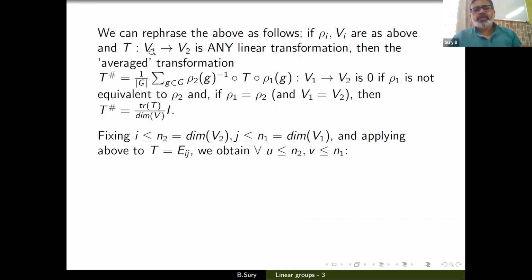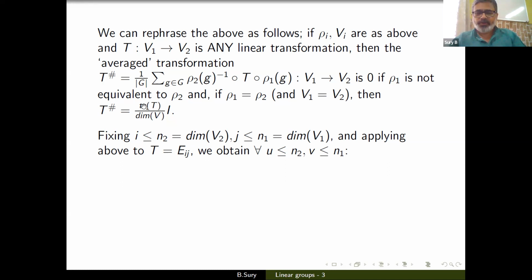The obvious things, the elementary matrices, that is, Eij. So that means Eij is a matrix. What is the size of this matrix? It's from V1 to V2, the dimension of V2 is n2, this is n1. So if you represent T as a matrix, it's an n2 cross n1 matrix. So I'm looking at the n2 cross n1 matrix Eij, where only the ijth entry is non-zero, equal to 1. I'm looking at a particular T. So only one entry is there.